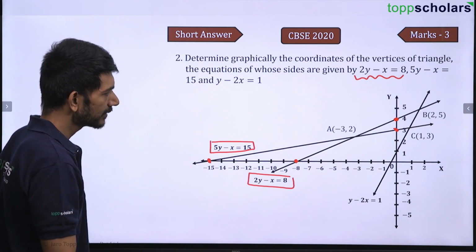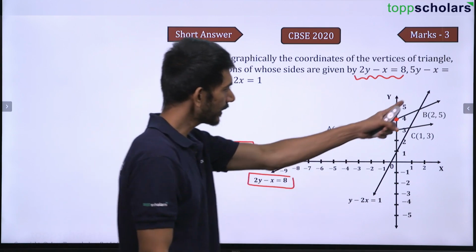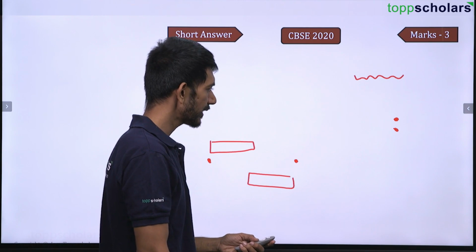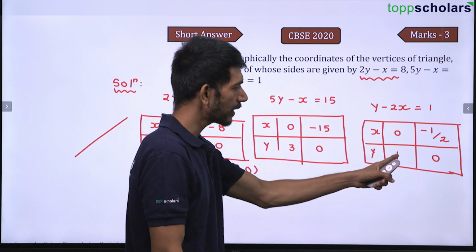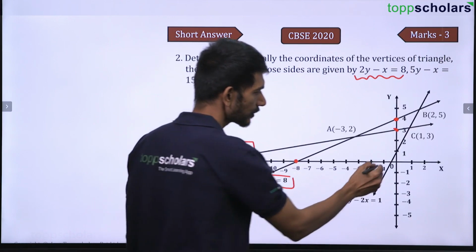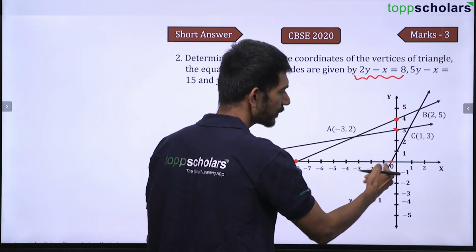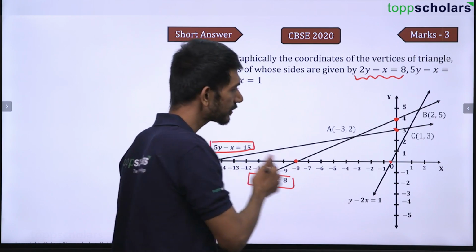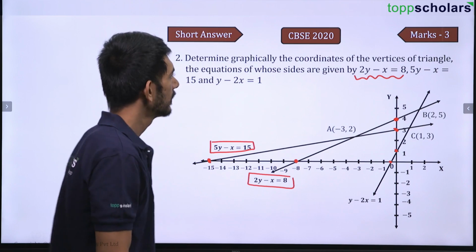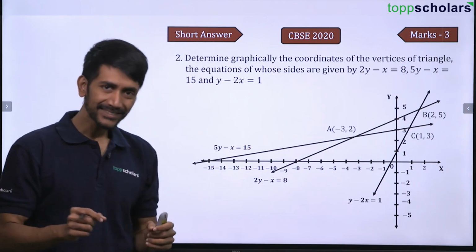Where is the third line? The third line is over here, right? And if you see the values, we get to know 0, 1 on the y-axis, minus 1 by 2, 0 on the x-axis. So this is minus 1 by 2, half, right? Between 0 and 1, minus 1 by 2, 0 and 0, 1. So this is the third line. That's it. Now let us read the question carefully.